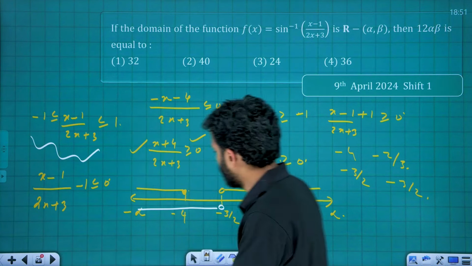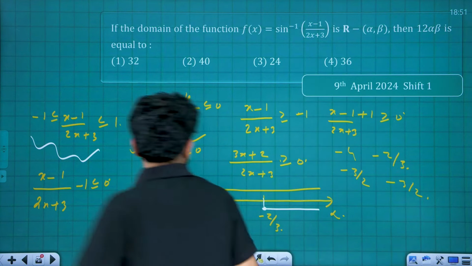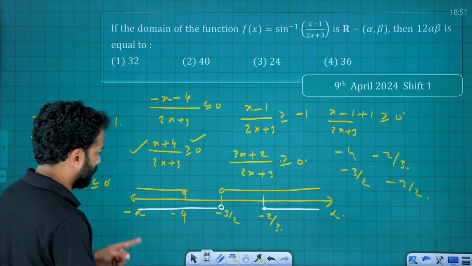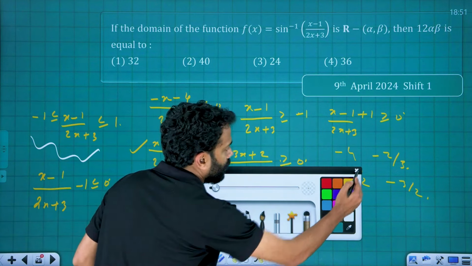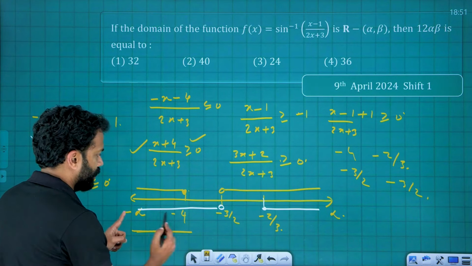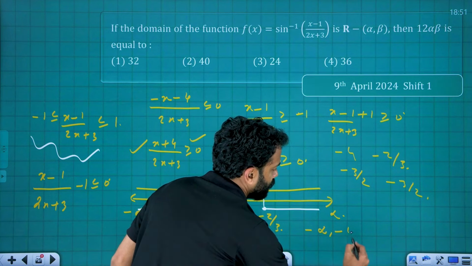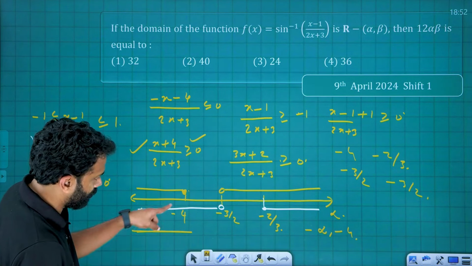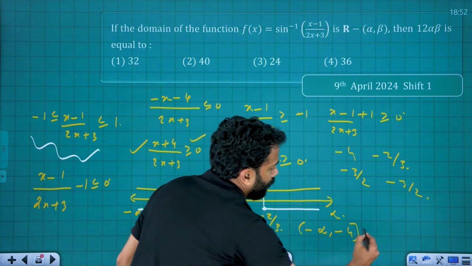So, we need to consider the inequality region which is satisfying both the conditions. Therefore, the region which is representing both of them is this one. I will write it here. See, this is where there is a common region. This region and this region, that is minus infinity to minus 4. Should we include minus 4? Yes, minus 4 lies in this region and this region as well. Okay, union.